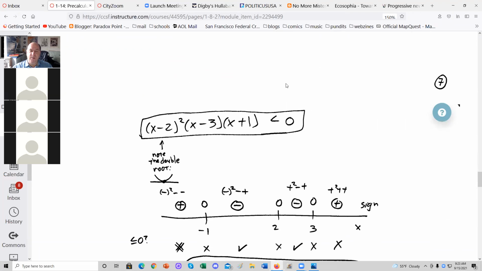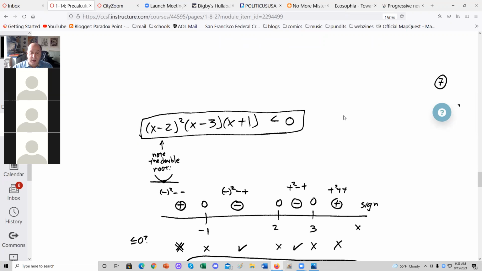Now we have one where x minus 2 squared times x minus 3 times x plus 1 is less than 0. Note the second power. What happens is that the graph has what's called a double root. It starts positive, then flips, then just touches 0 for a brief second, and goes back to positive. So we get what's called a double root.